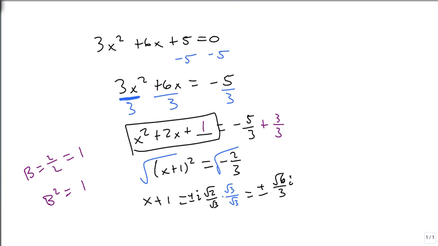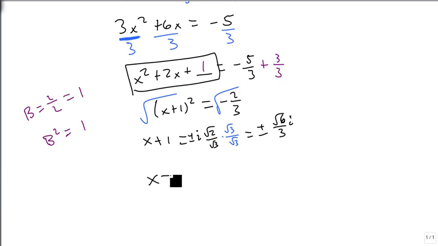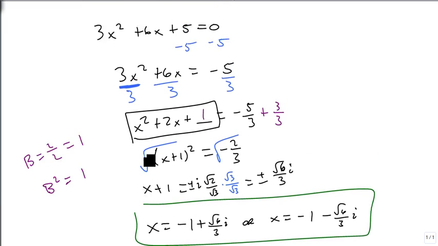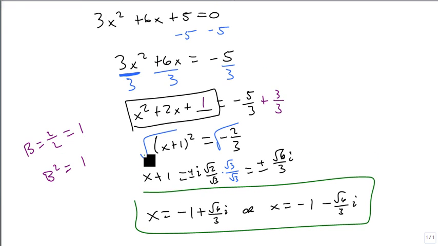Then we subtract 1, and so we get, let's give ourselves some more room, x equals minus 1 plus root 6 over 3 i, or x equals minus 1 minus root 6 over 3 i. And here are our two answers. And so we can use completing the square to solve non-factorable quadratic trinomials.